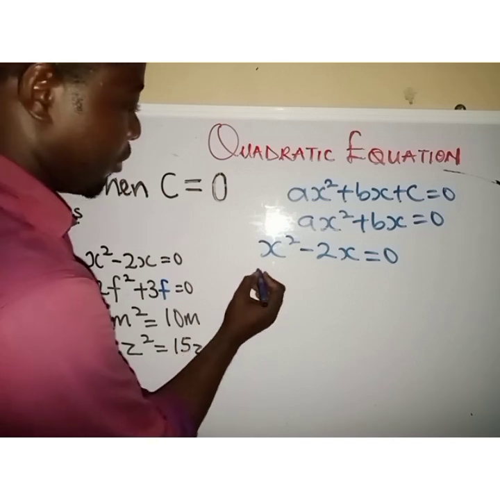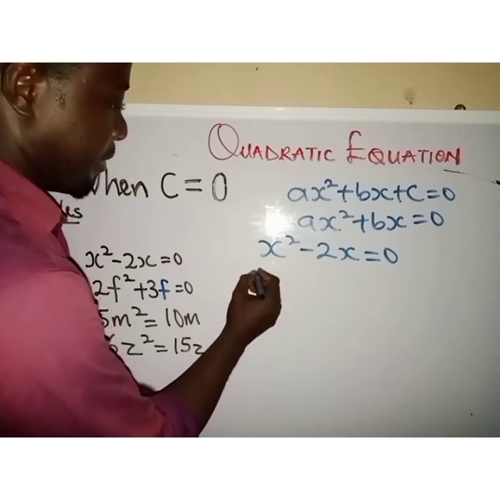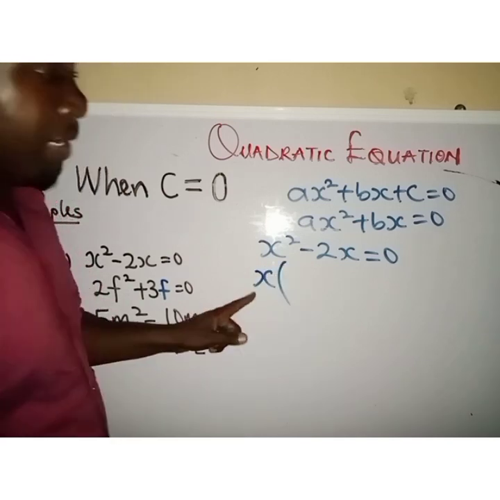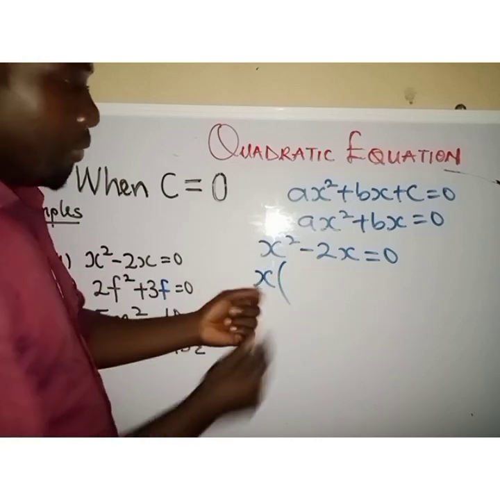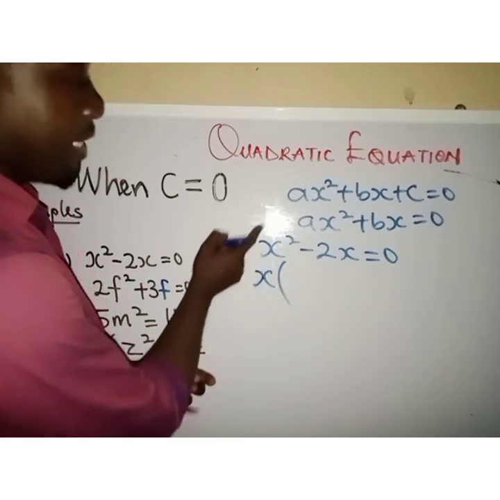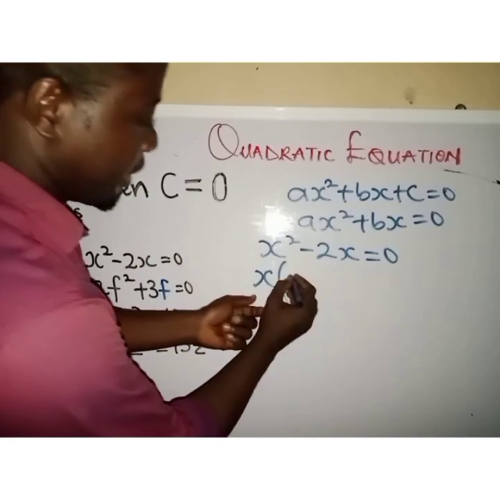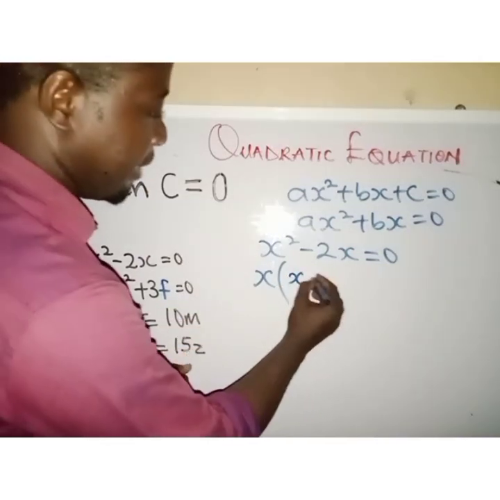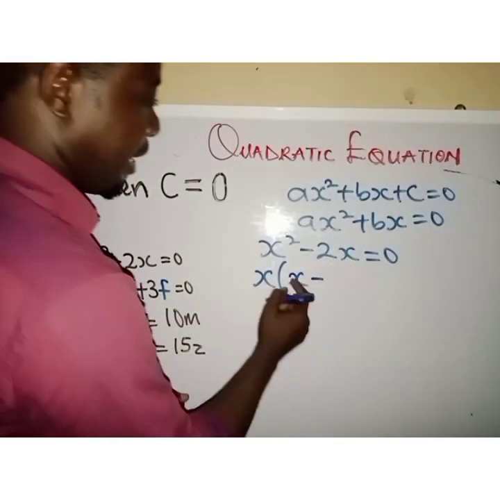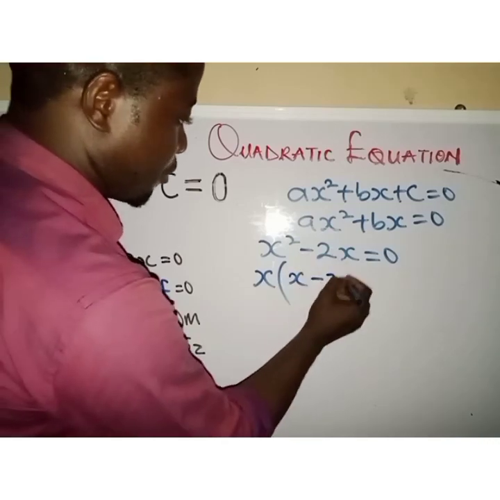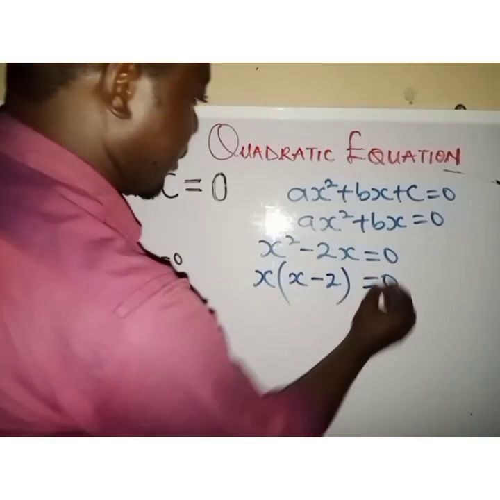The first thing is to factorize. So let's factorize. x is common, so we have x outside the bracket. x multiplied by what will give us x squared? That's x multiplied by x, minus x times 2 will give us 2x. So we have x minus 2 here equals 0.